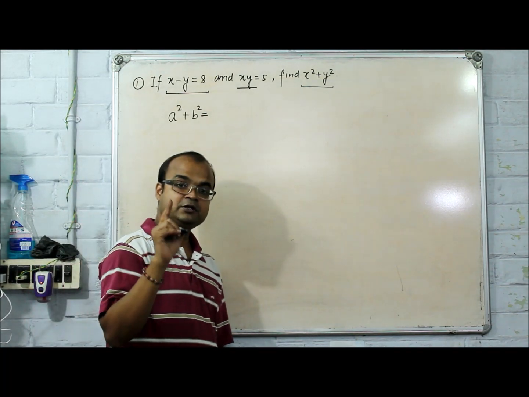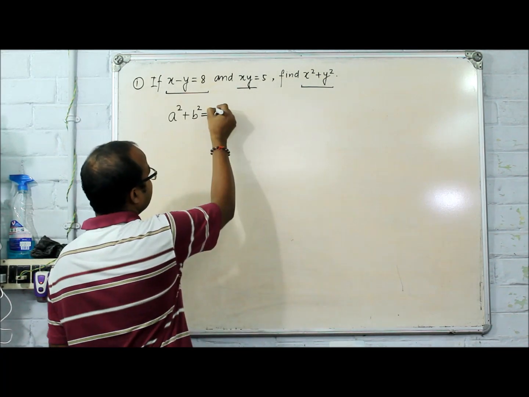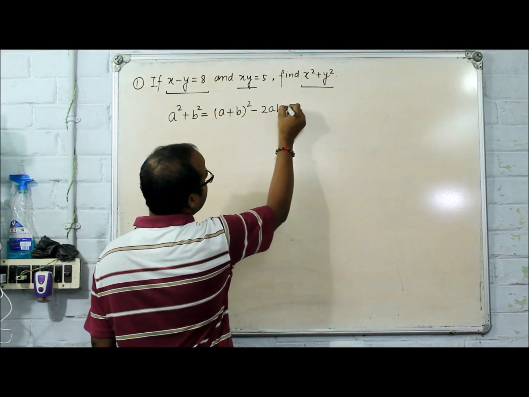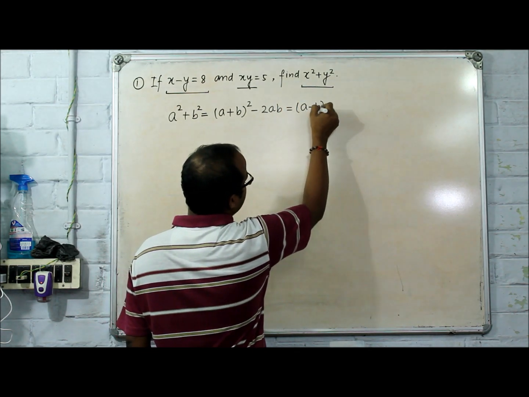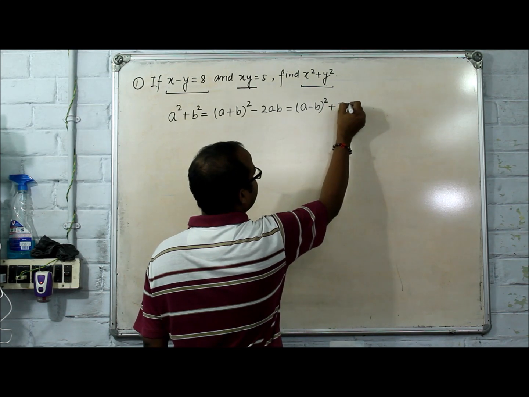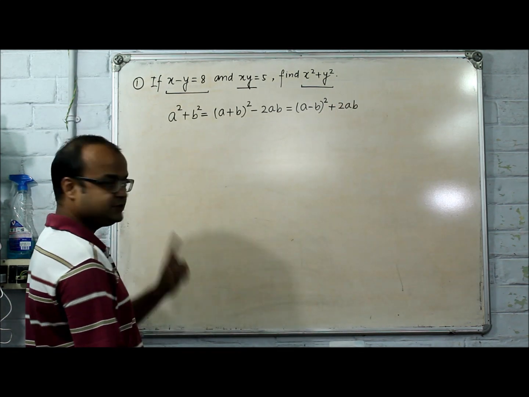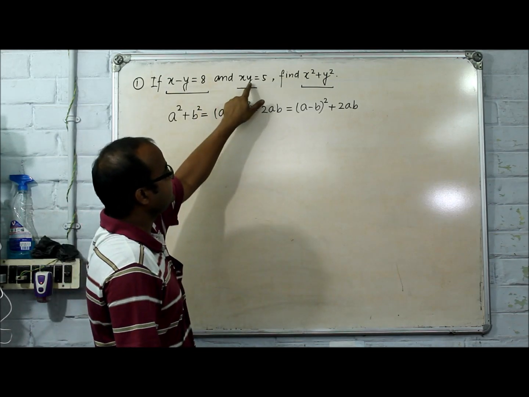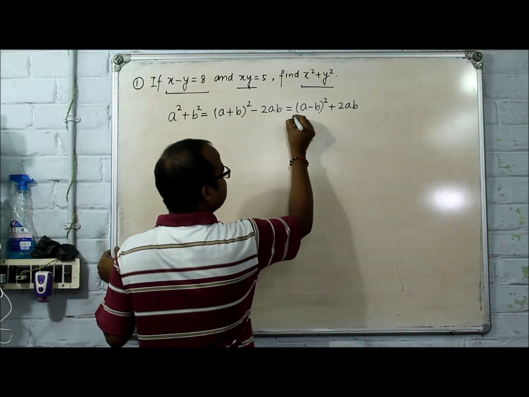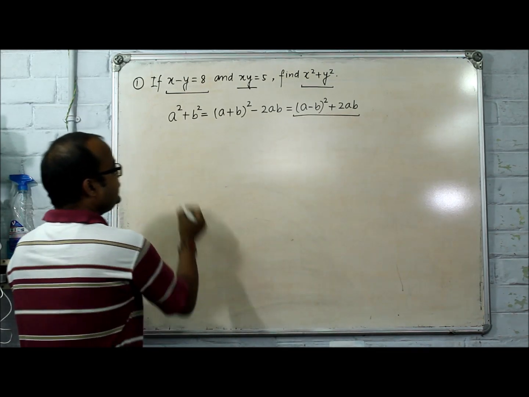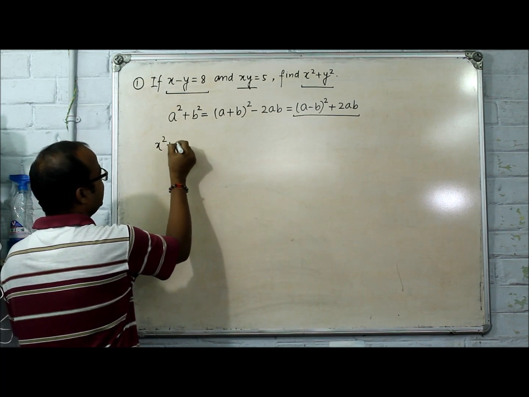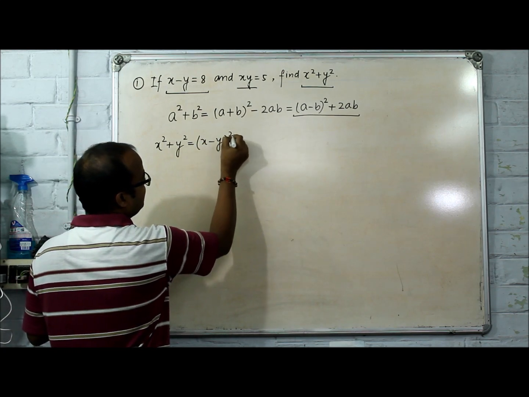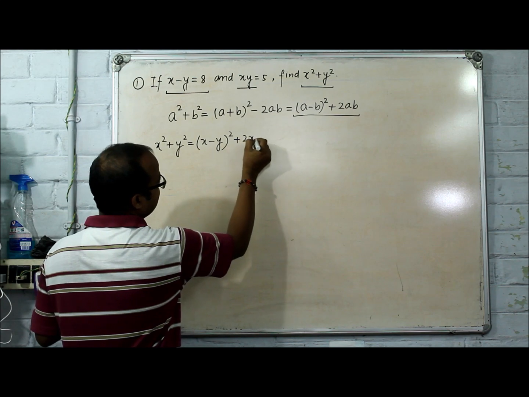Now a square plus b square has two formulas. First one is a plus b whole square minus 2ab, and another is a minus b whole square plus 2ab. Now x minus y is given and xy is given. So in this sum we are going to use this formula. So x square plus y square can be written as x minus y whole square plus 2 into x into y.